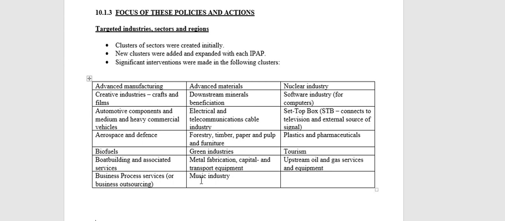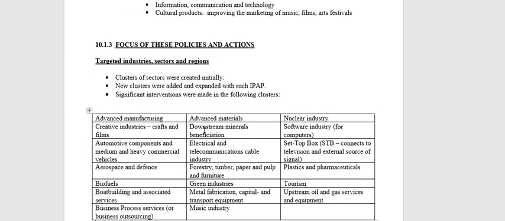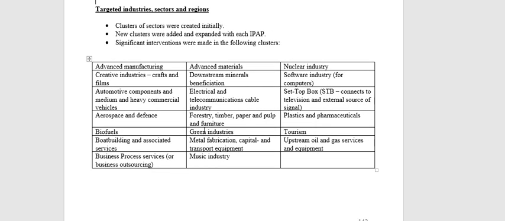But these are the list of interventions through the IPAP that were made in certain targeted industries, all right? If they ask you about the targeted industries, this is what you're going to do. The key growth sectors, you're going to give them this, okay? But this is just areas where they have made interventions through all the different IPAPs before, in certain industries. This is a list of those industries, where interventions have been made and are continuously being made.